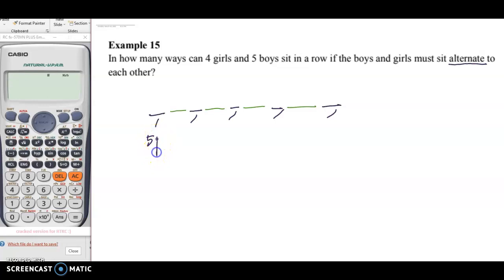And then we are going to arrange 5 boys, and then multiply with 4 seats with the girls, 4P4. So 5P5 is actually 5 factorial, multiplied by 4 factorial. And then our answer should be 2880.